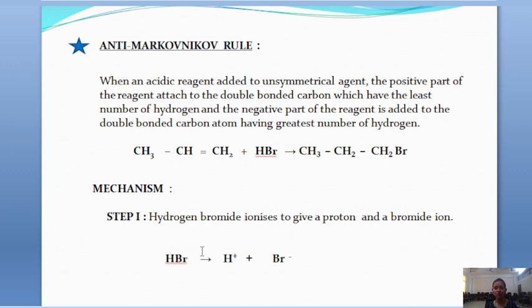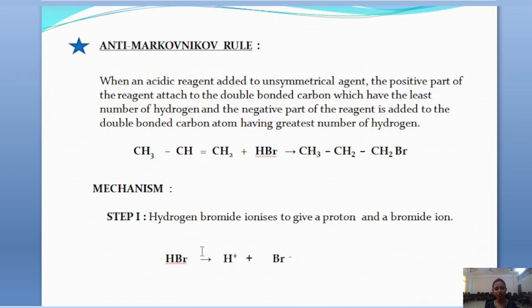The difference between Markovnikov's and anti-Markovnikov's just happens for the reagent, right? Nothing changes in the alkene, just the changes are in the reagent. In Markovnikov's rule, the positive part attacks the double bonded carbon which has the highest number of hydrogen, and in anti-Markovnikov's rule, the positive part will go and attack the double bonded carbon which has the least number of hydrogen. So that is the minor change happening, everything else is the same.